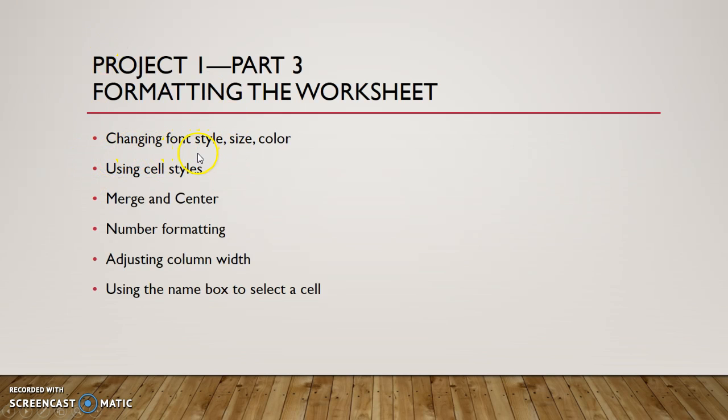We're going to be changing the font style, size, and color using cell styles, something called merging and centering. We're going to be looking at the different ways you can format numbers, adjusting the widths of the columns of the spreadsheet, and then lastly, there's a box called the name box where you can type in a cell location, and that cell will become your active cell.